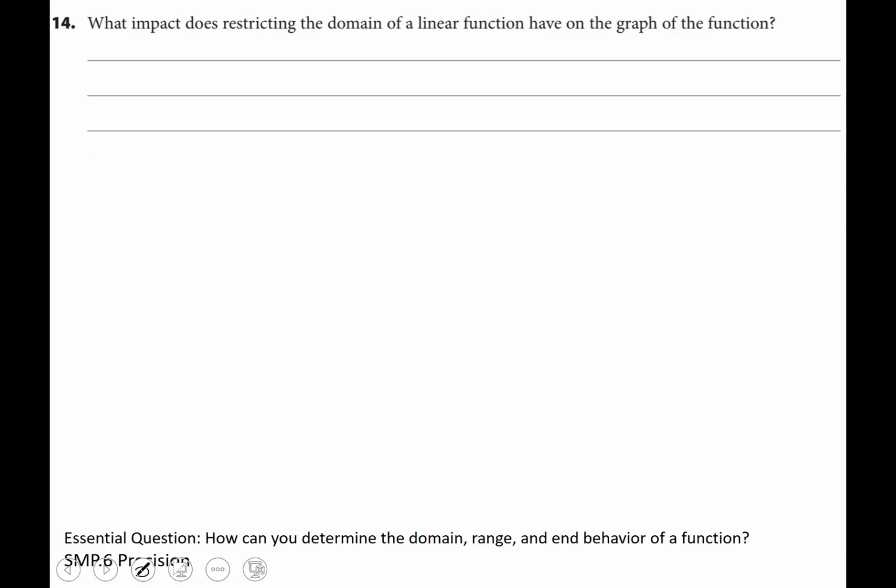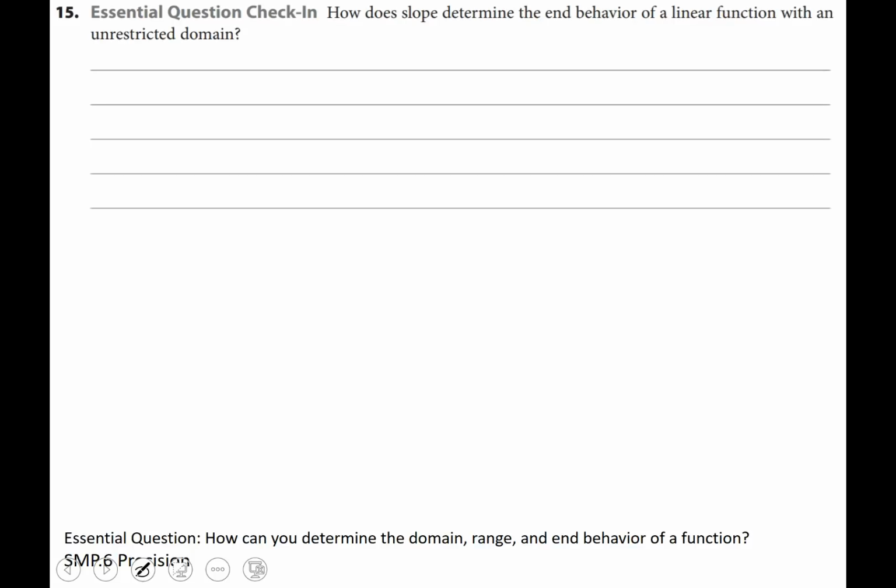You're going to answer question 14, what impact does restricting the domain of a linear function have on the graph of the function? And then you're going to do your essential question check-in. How does the slope determine the end behavior of a linear function with an unrestricted domain? Once you've done that, you can get your class points for the day. All right.